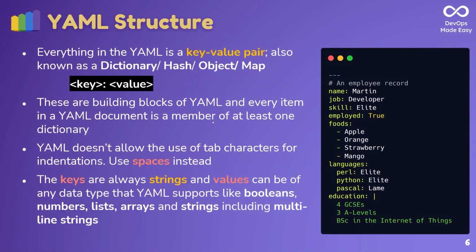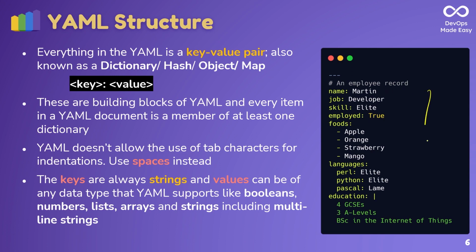Coming to the YAML structure, everything in YAML is a key value pair. If you see the YAML example over here, this complete file is a YAML document, and every line indicates a key value pair. The name here indicates a key, followed by a colon, and then we give a small space, and the next thing is a value. We will see the various values supported, like integers, lists, dictionaries, etc. What we have to remember here is that everything in YAML is a key value pair.